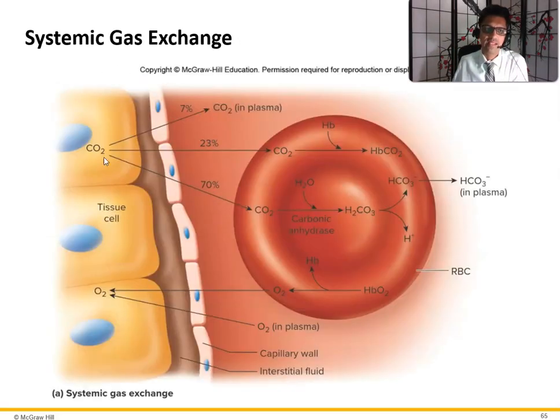So the systemic gas exchange, if you look at carbon dioxide here, remember 7% goes in the plasma, so we're done there. 23% is right here, CO2 here, and then the 70% is the one where we go with water, makes H2CO3, and it's broken down into bicarbonate, goes in the plasma. Then the hydrogen ions will take a ride on the hemoglobin and then meet up in the lungs again and then be expelled out. Okay.